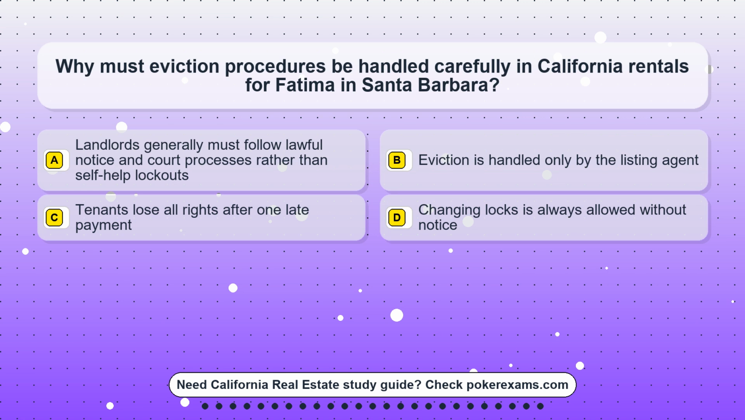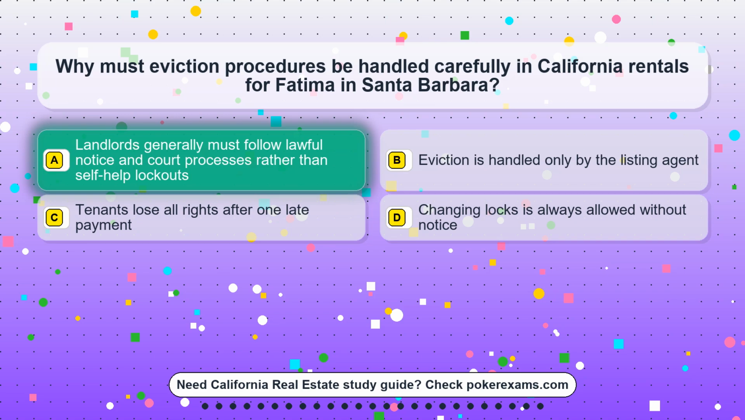Question 22. Why must eviction procedures be handled carefully in California rentals for Fatima in Santa Barbara? Option A. Landlords generally must follow lawful notice and court processes rather than self-help lockouts. Option B. The eviction is handled only by the listing agent. Option C. Tenants lose all rights after one late payment. Option D. Changing locks is always allowed without notice.